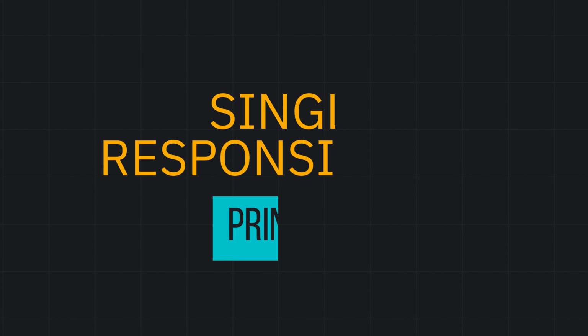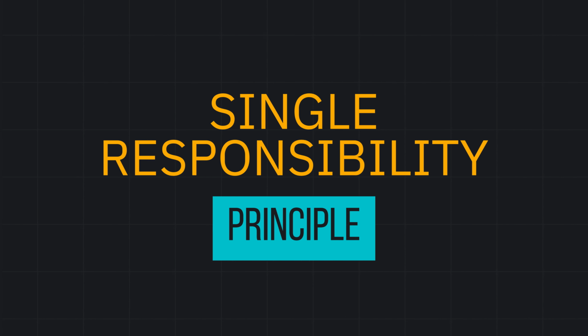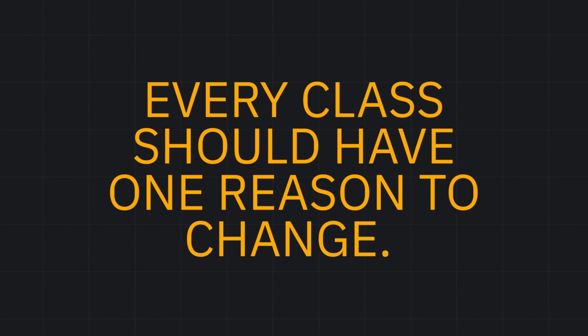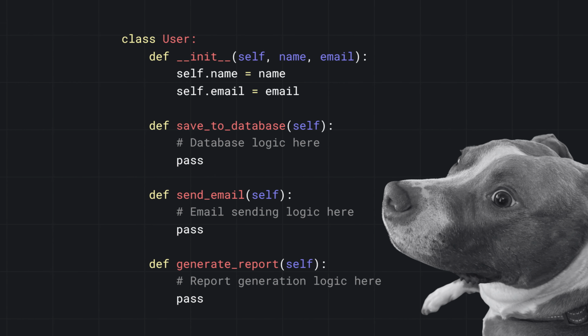S stands for Single Responsibility Principle. It means that every class should only have one reason to change. Let's look at a real code example. Here's what not to do. See the problem? This user class is trying to do everything. Store user data, handle database operations, send emails, and generate reports.